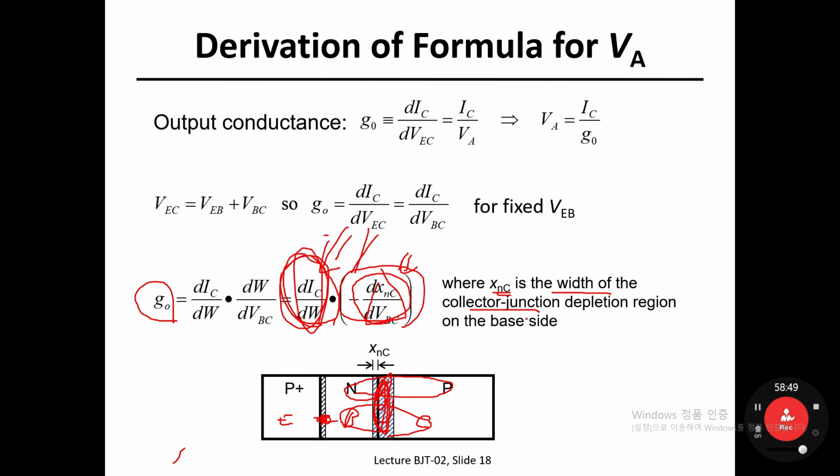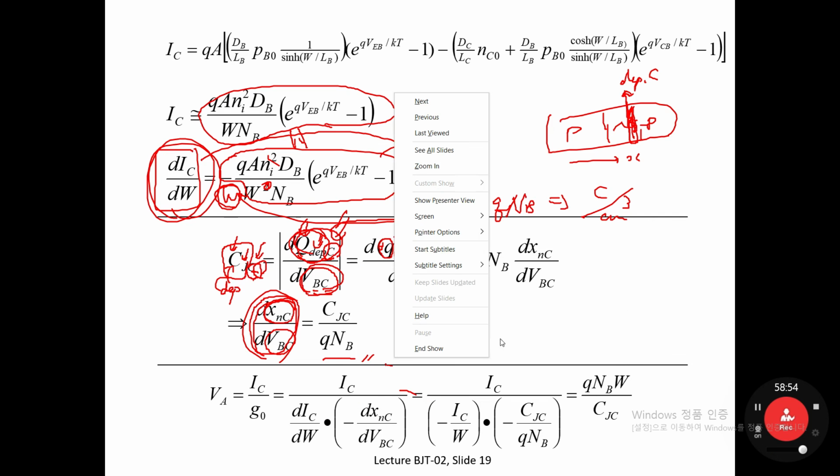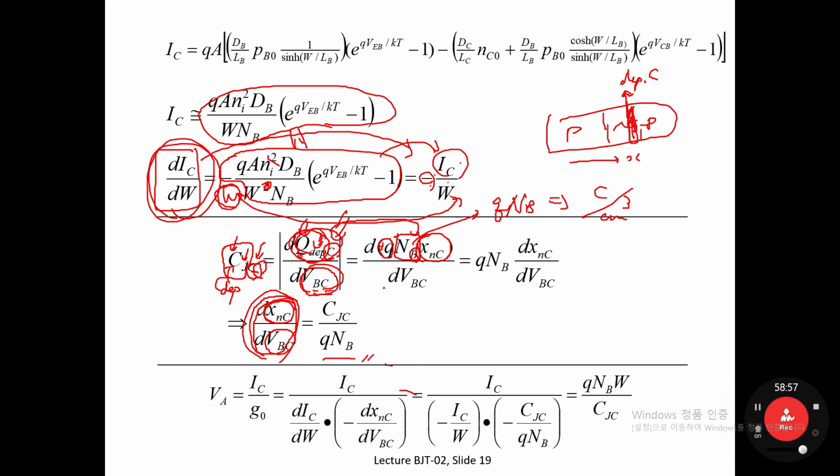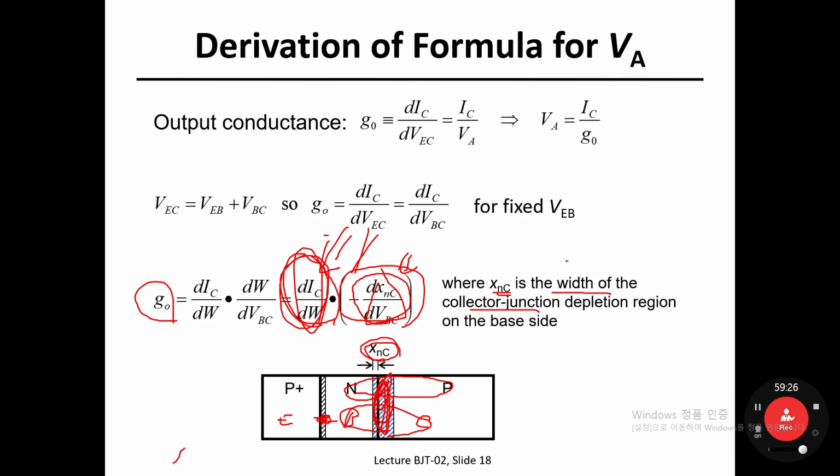Take a look at here. Okay, so we are almost done. Herein, Q N sub B is constant with respect to the voltage difference between base and collector, so Q and N_B come out. The leftover is this. So the junction capacitance in the collector junction can be expressed with these two terms. Now take a look at this guy. That is the guy that we are looking for.